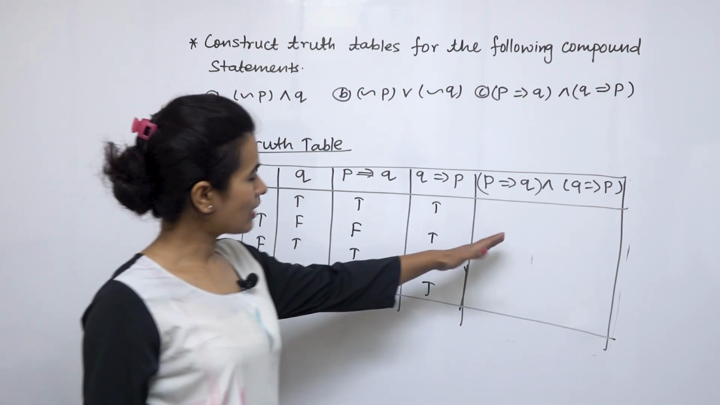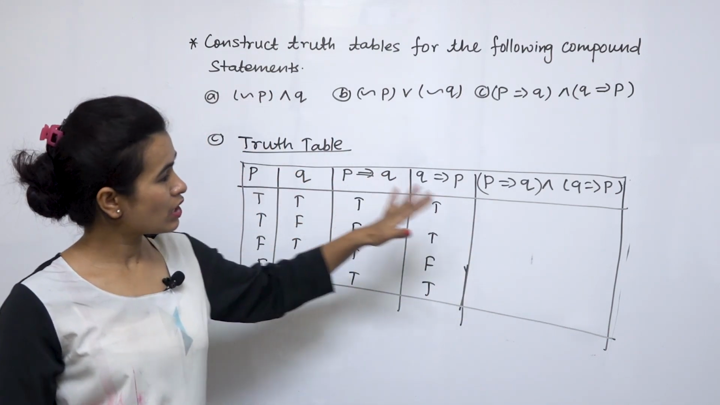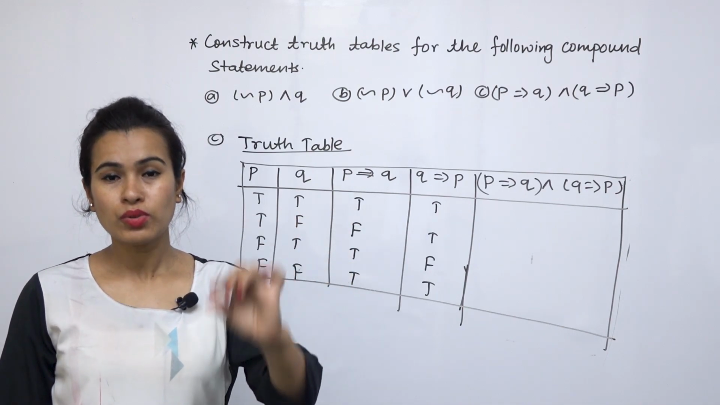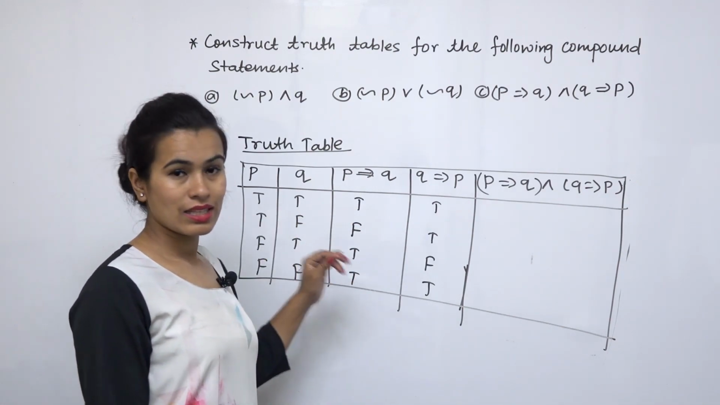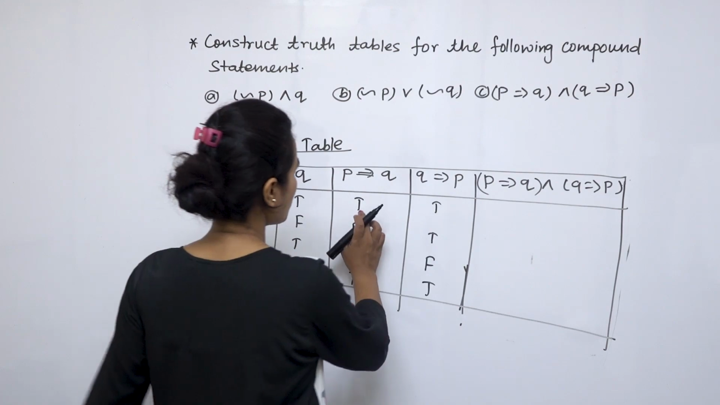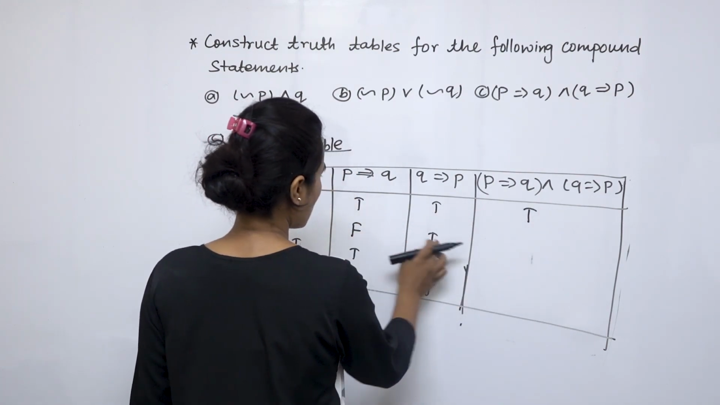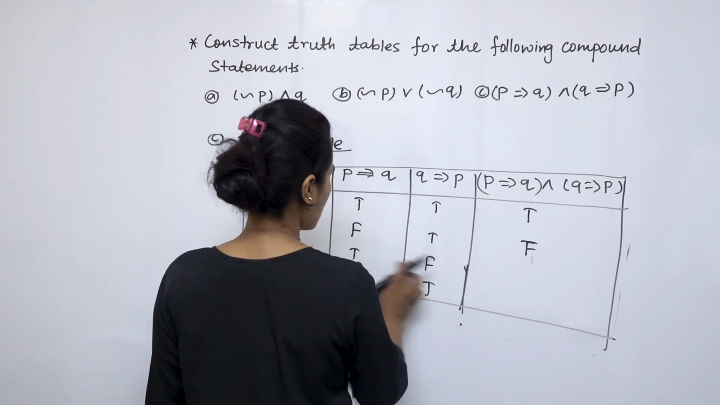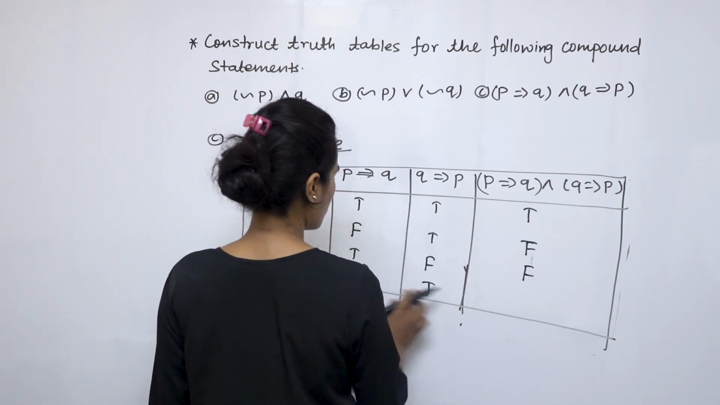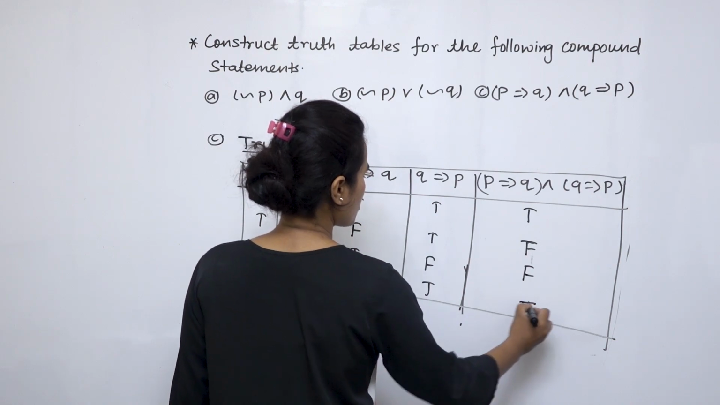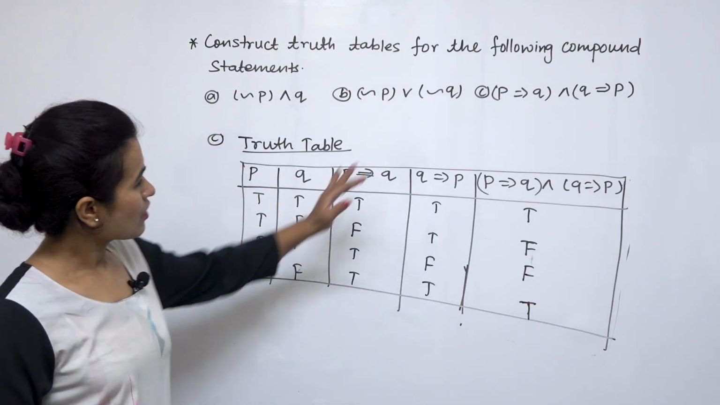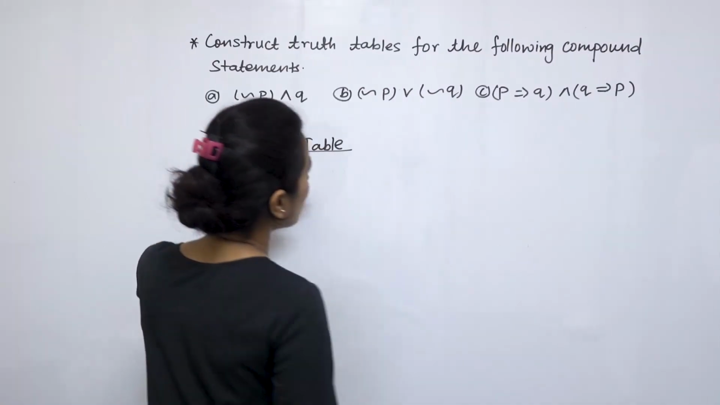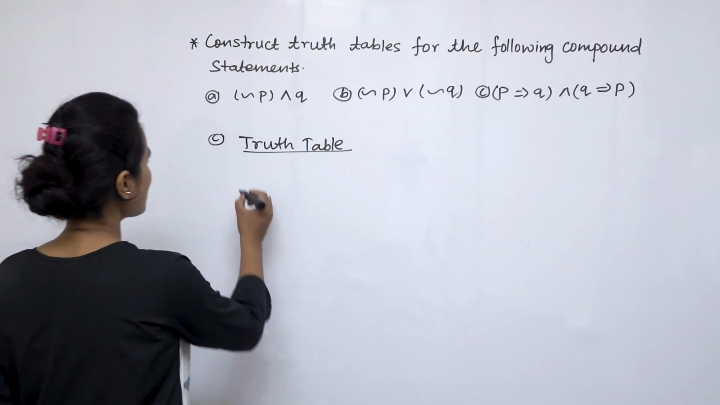Now here at the end we need to find out P then Q and Q then P. In and, if both are true, true. If anyone is false, then the answer is false. Here both are true, true. Here one is false, so the answer is false. Here also one is false, the answer is false. Here both are true, so the answer is true. That's why the column for this is T, F, F, T. Now let's draw the truth table for number C.